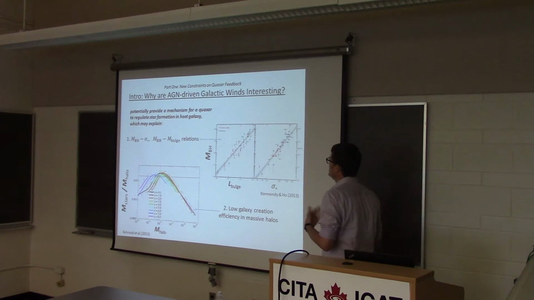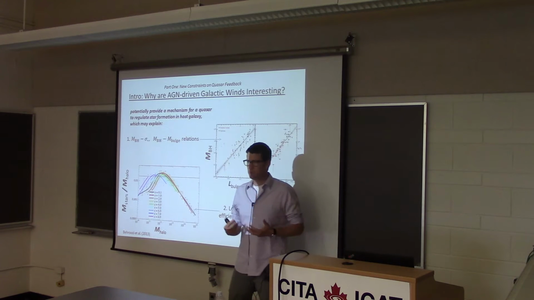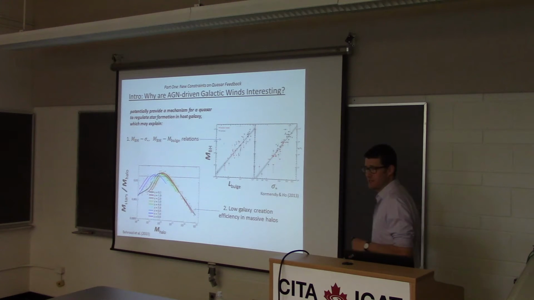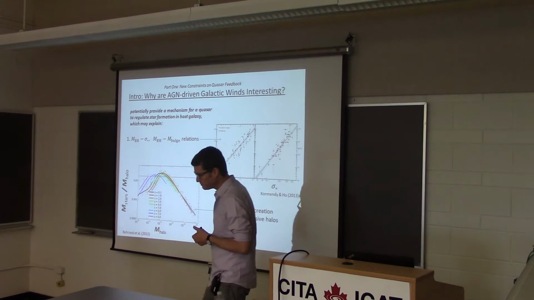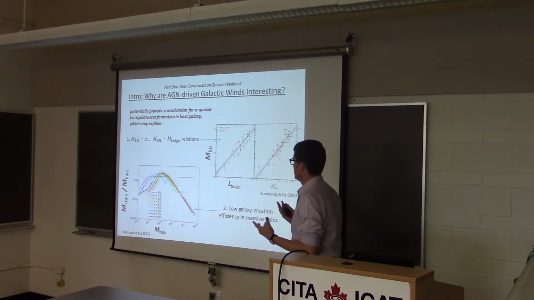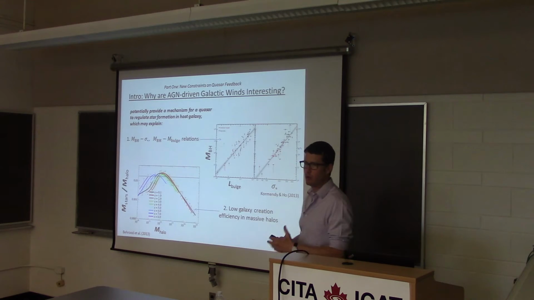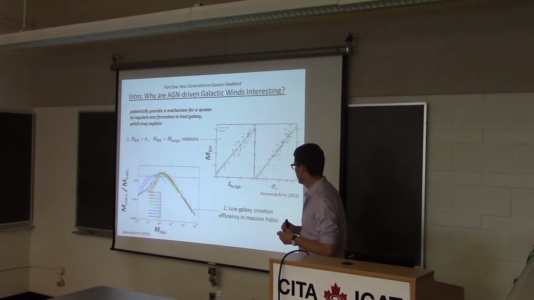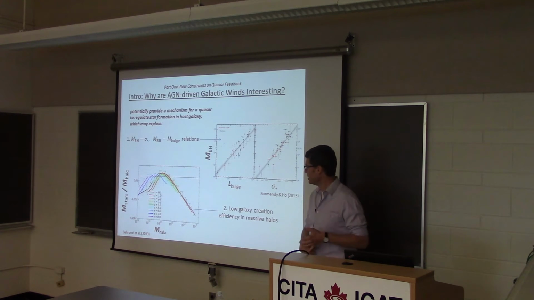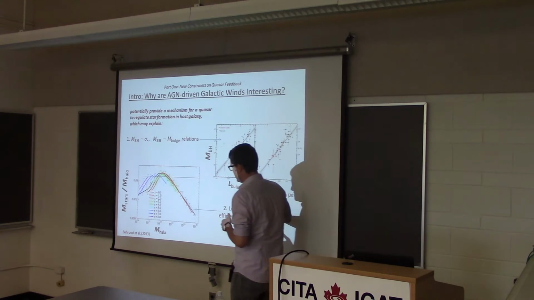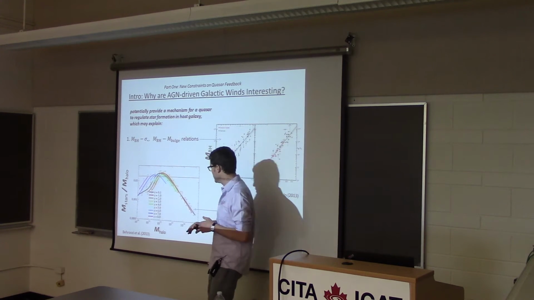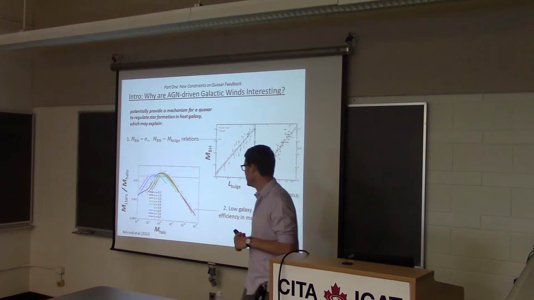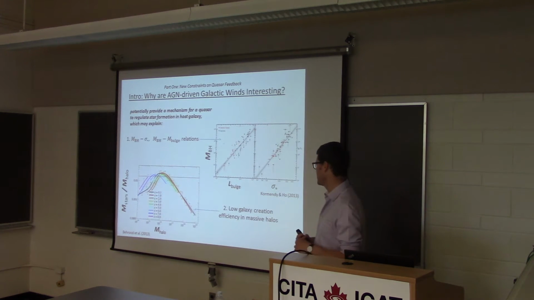So first, AGN-driven galactic winds. Why should we be interested in these winds? They potentially provide a mechanism for the quasar to regulate star formation in the host galaxy. And this coupling between the growth of the black hole and the growth of the galaxy may explain these very well-known relations between the black hole mass and the properties of the bulge. Another reason we're interested is that structure formation simulations require some mechanism to shut down star formation in the most massive halos. So these winds are a leading candidate to be this mechanism.